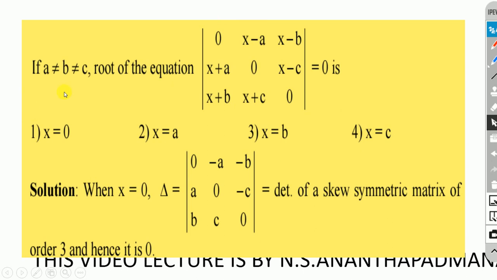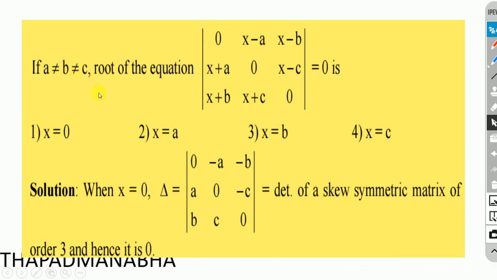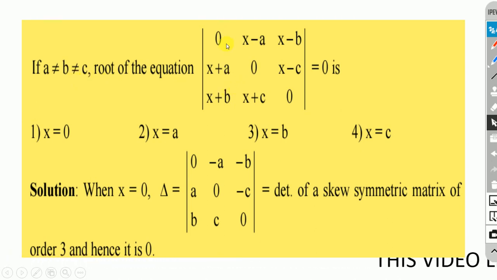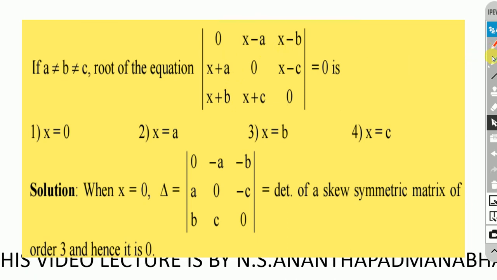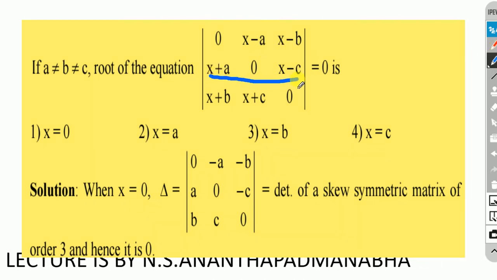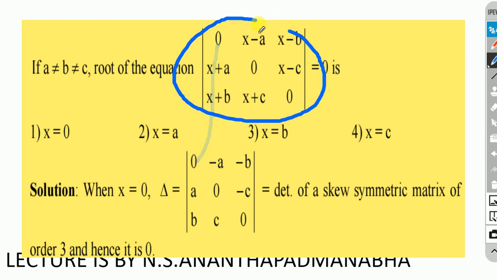If a is not equal to b is not equal to c, the roots of the equation determinant [0, x - a, x - b; x + a, 0, x - c; x + b, x + c, 0] = 0 are given by x equals 0, x equals a, x equals b, and x equals c. Let us see what happens when x is equal to 0. When x equals 0, I will get this given determinant as 0.